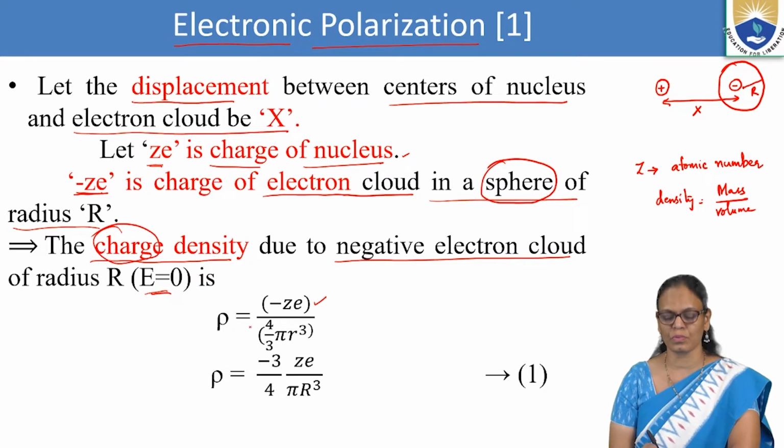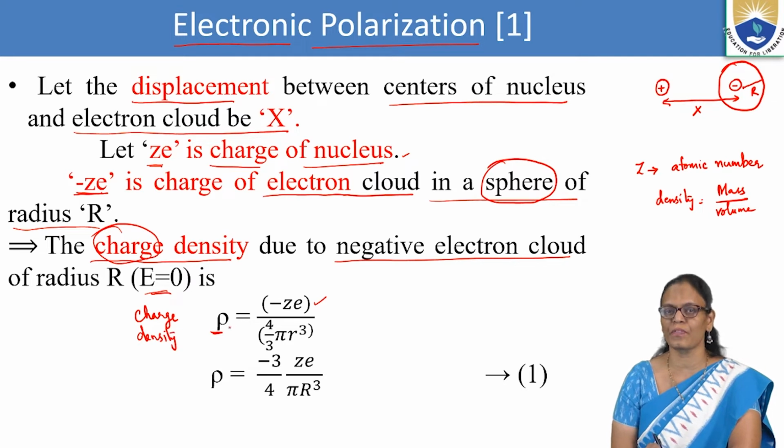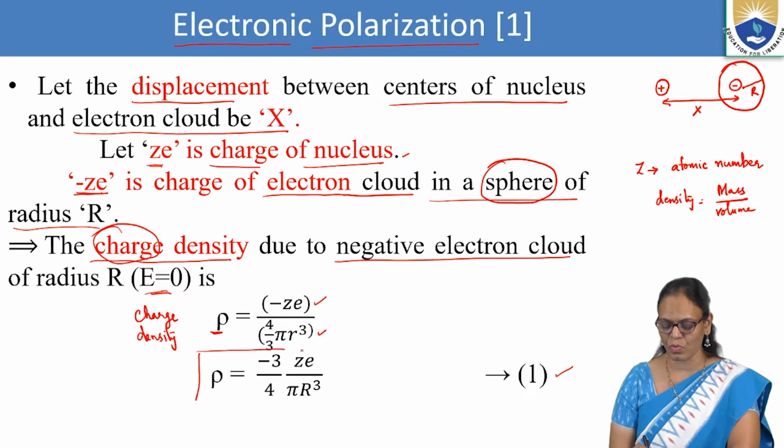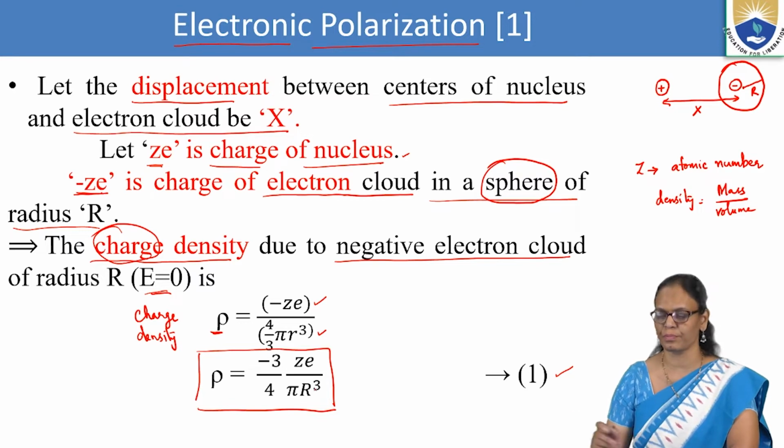So rho is equal to, rho here represents the charge density. The charge density rho is given by charge per unit volume. The charge is minus Ze for the electron cloud, and 4/3 pi R cubed is the volume of the sphere. I can rearrange the terms and write rho as minus 3/4, taking 3 to the numerator, so it is minus 3/4 Ze by pi R cubed. This is equation 1, we'll be using it later. So rho is minus 3/4 Ze upon pi R cubed.